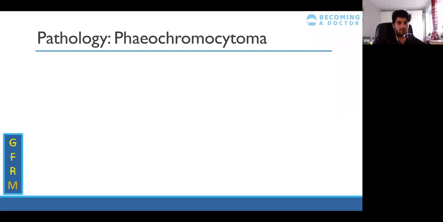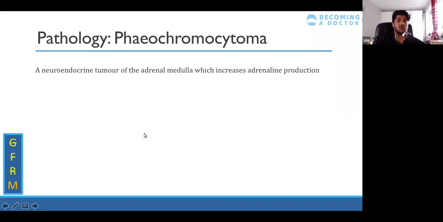And this is important for you to know because there's a condition that's pretty rare called a phaeochromocytoma, and it is excess adrenaline produced by the adrenal medulla. The reason for that is because it's a neuroendocrine tumor of the adrenal medulla. And when you have more cells, you have more production of the hormone.